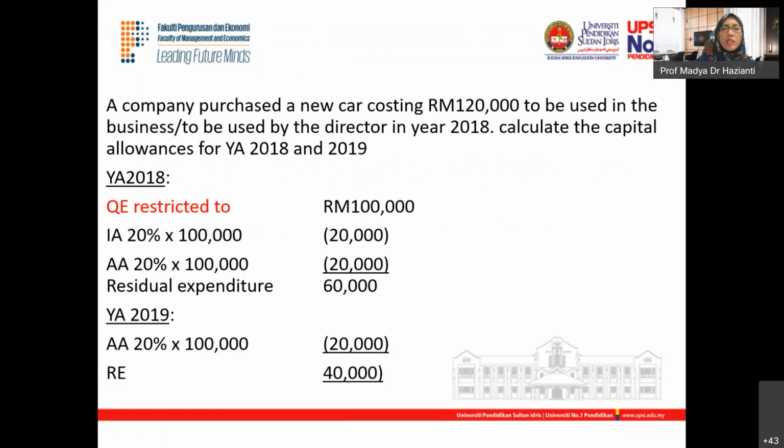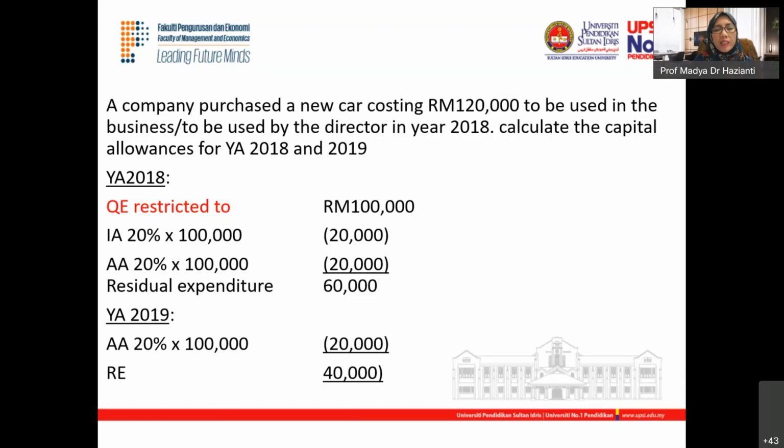So our calculation of initial allowance and annual allowance akan jadi macam ni. In fact, untuk plan machinery semua tadi tu, calculation dia akan jadi macam ni lah. You ambil the qualifying expenditure tu, darabkan dengan 20% initial allowance, darabkan dengan how many percent of annual allowance. So untuk motor vehicle dia macam ni. So motor vehicle initial allowance is 20% times 100,000. Annual allowance 20% times 100,000. So residual expenditure jadi 60,000.